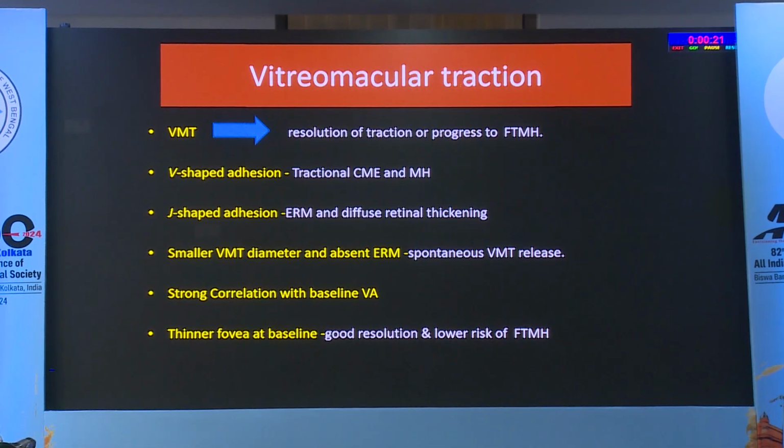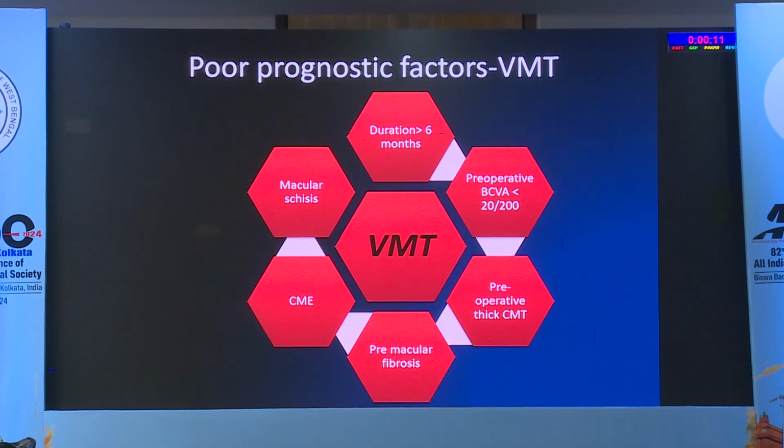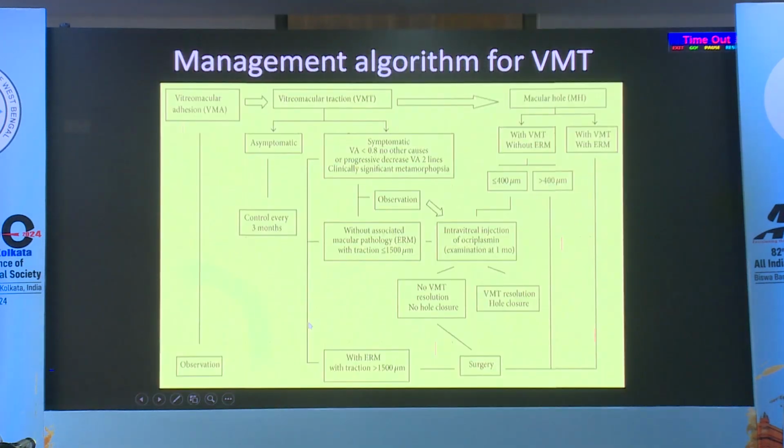Coming on to vitreomacular traction, usually the end sequence of vitreomacular traction is either spontaneous recovery or progression to a full thickness macular hole. And what are the poor prognostic factors in VMT, or vitreomacular traction? One is longer duration, preoperative best corrected visual acuity of less than 6/60, preoperatively thick central macular thickness, and an associated premacular fibrosis, associated schisis and CME. These are the poor prognostic factors in VMT.